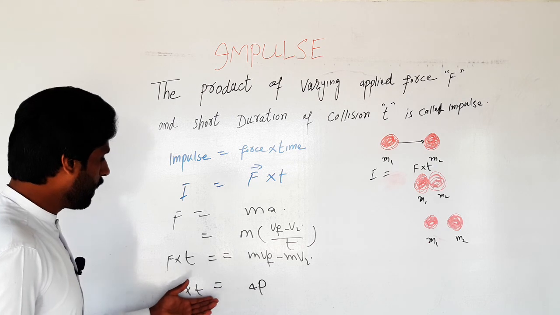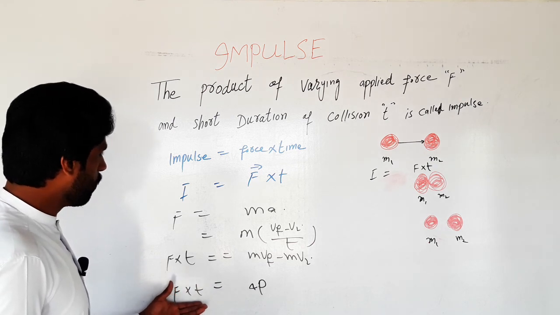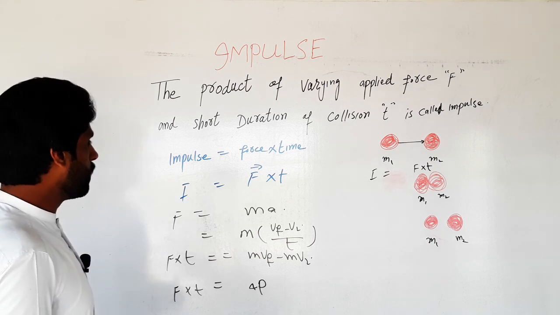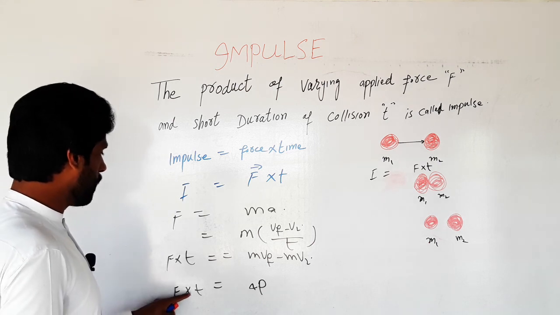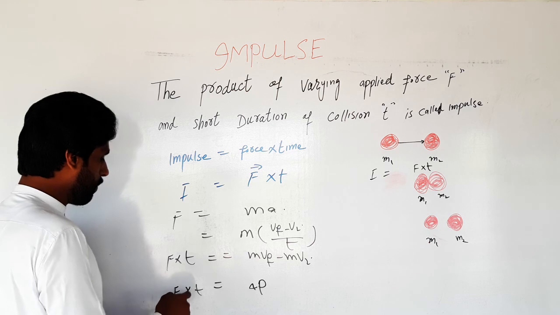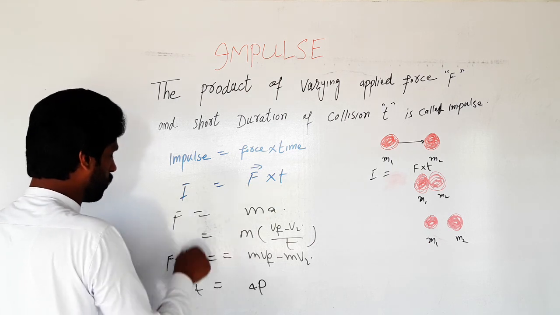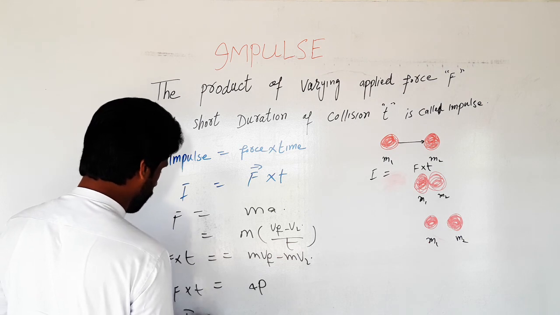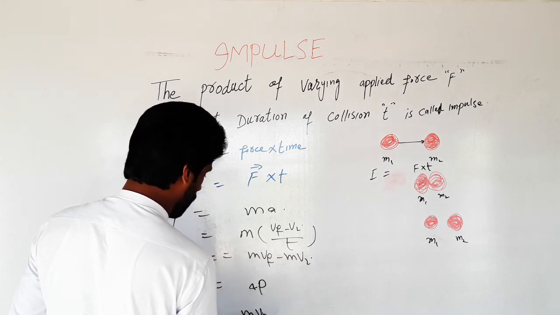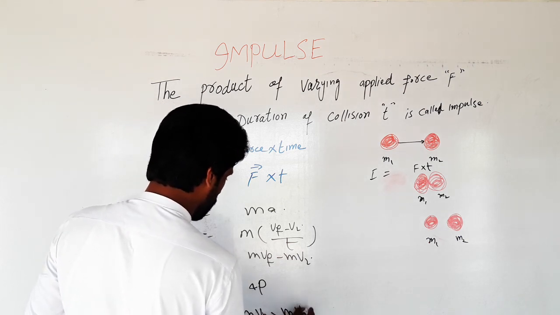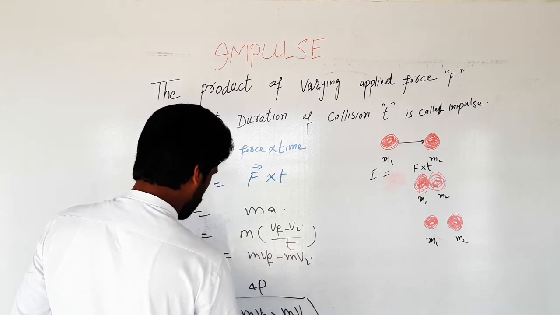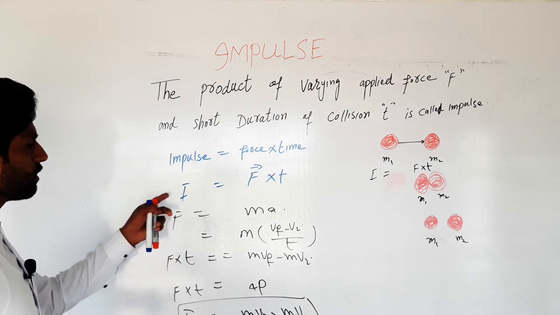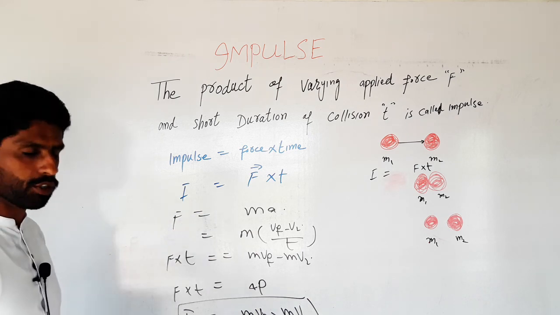And when we relate this relation F multiplied by T with the impulse, then F multiplied by T is equal to the impulse, and impulse is equal to delta P, or I is equal to MVf minus MVi. This is the derivation of impulse using the second law of motion.